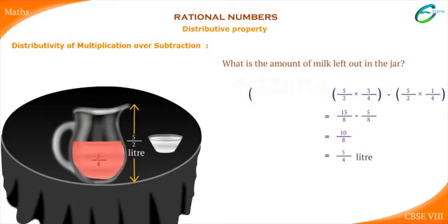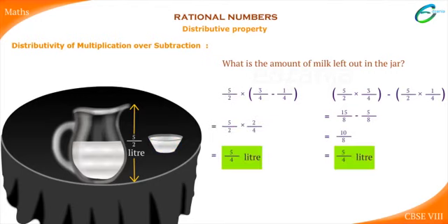Another method is to subtract the part of milk taken away from the part of the milk which was filled before, and then multiply the difference with 5/2. It is clear that in both the methods, the results are the same.